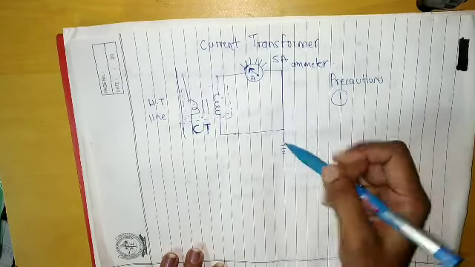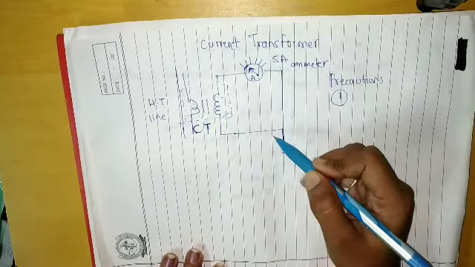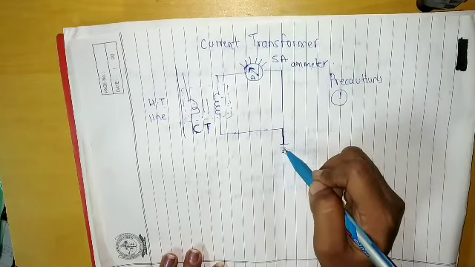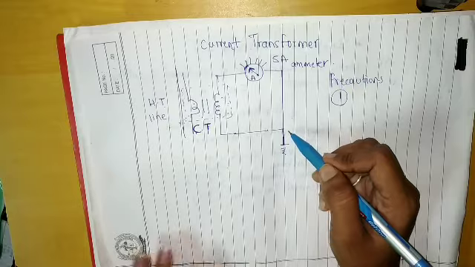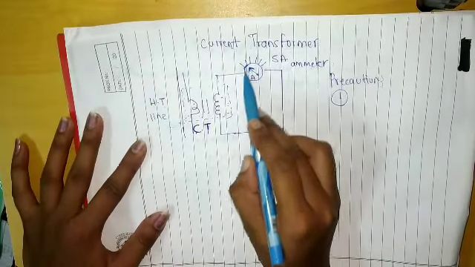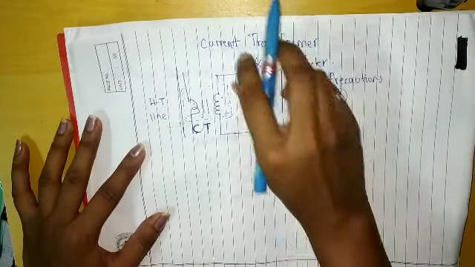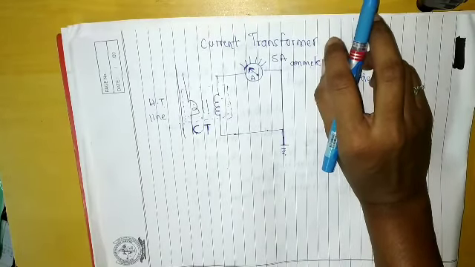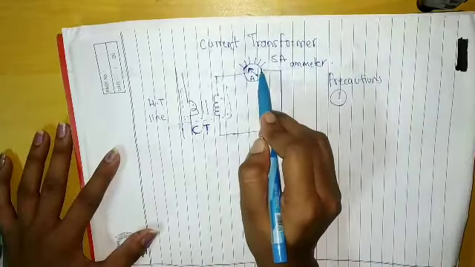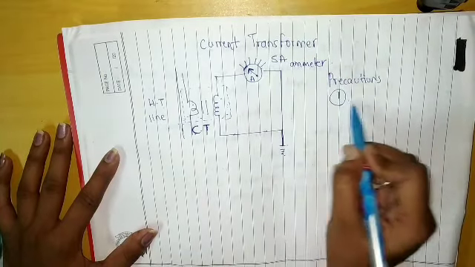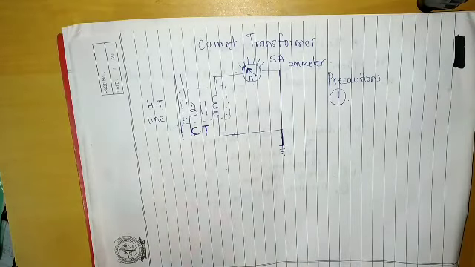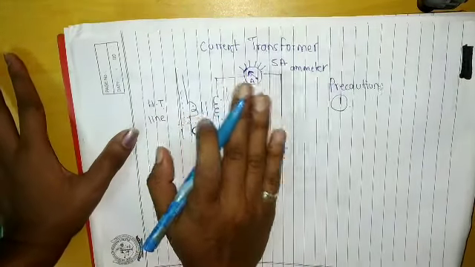Earthing is provided. Here you can see one of the terminals of the secondary is provided with earthing. Earthing has to be provided for safety purposes. If the ammeter is taken out, this is our ordinary ammeter, so if we take that ammeter out, the secondary terminal must be shorted. We must not keep it open, as the first precaution says. So we have to short circuit it. The secondary must not be kept open.